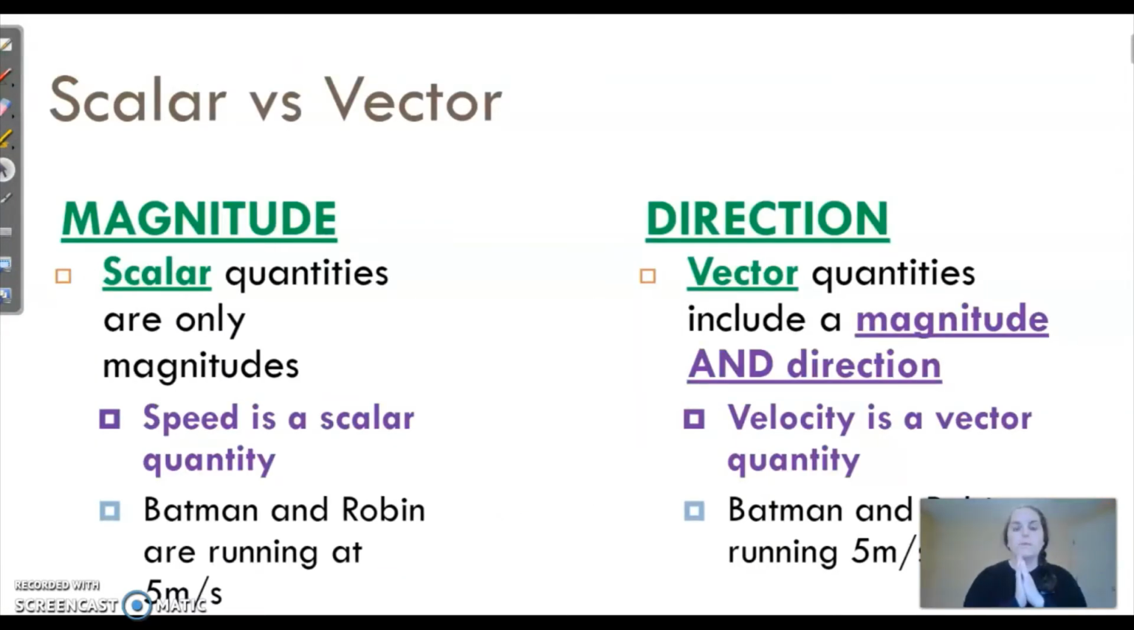Remember when we're talking about scalar and vector quantities. Scalar quantities only have magnitude. So that means that speed is a scalar quantity. A good example of that would be Batman and Robin running at 5 meters per second, where a vector quantity has both magnitude and direction. So velocity is a good example of a vector quantity. Using the same example, Batman and Robin, but they're running at 5 meters per second south or north, there's a direction involved there.